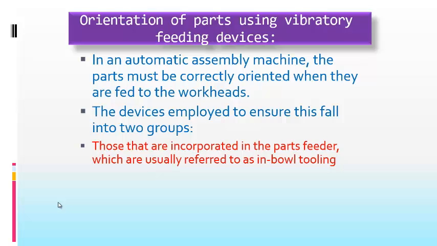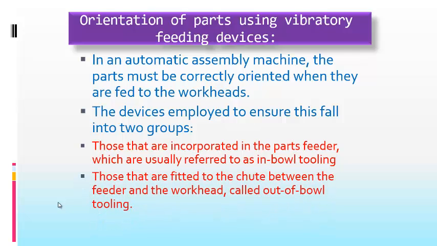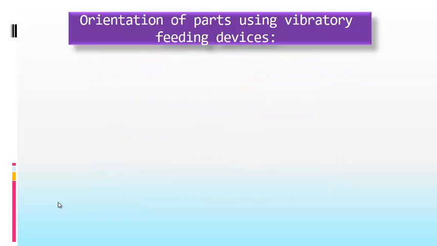feeder, which are usually referred to as in-bowl tooling, and those that are fitted to the chute between the feeder and the workhead, called out-of-bowl tooling. In other words, the orientation can happen inside the feeder track or in the chute out of the track. What is in the track of the bowl feeder or the vibratory feeder is called in-bowl tooling, and what comes out of the bowl feeder is called out-of-bowl tooling.